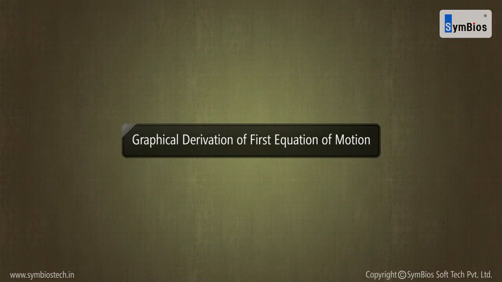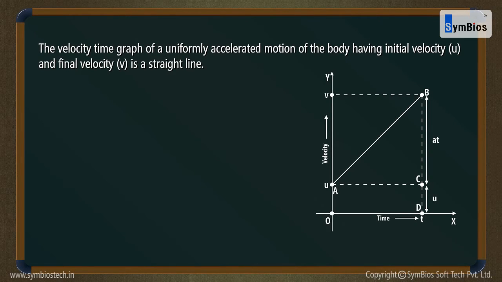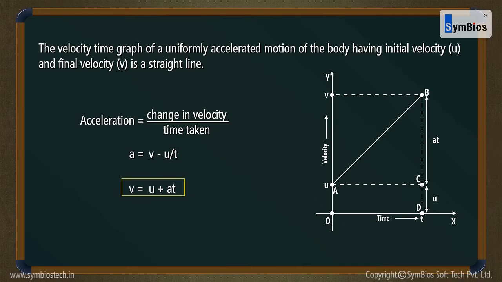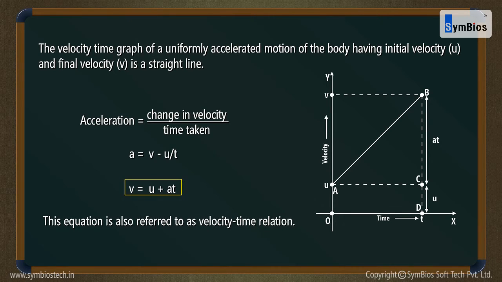Graphical derivation of first equation of motion. The velocity time graph of a uniformly accelerated motion of the body having initial velocity u and final velocity v is a straight line. Acceleration is equal to change in velocity per time taken. a is equal to v minus u by t. v is equal to u plus at. This equation is also referred to as velocity-time relation.